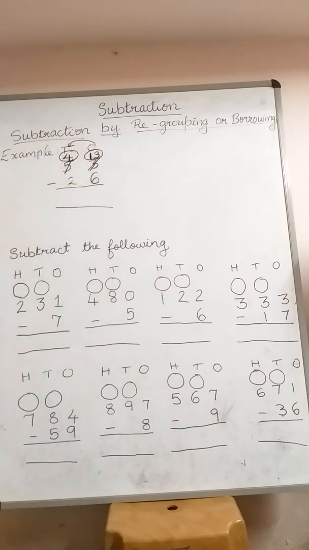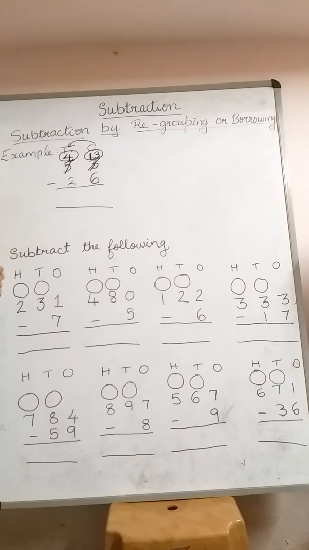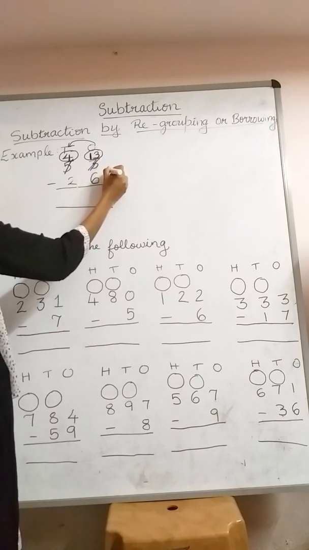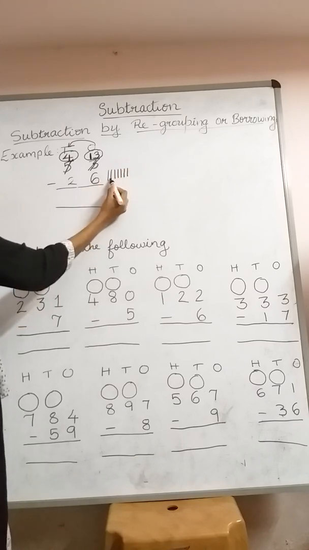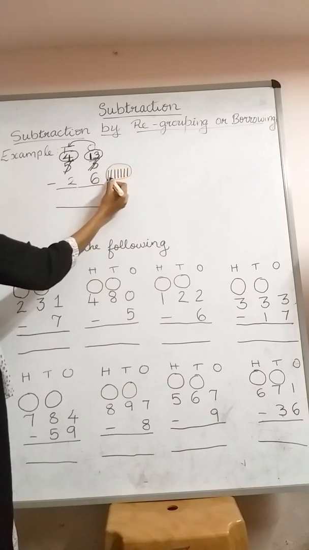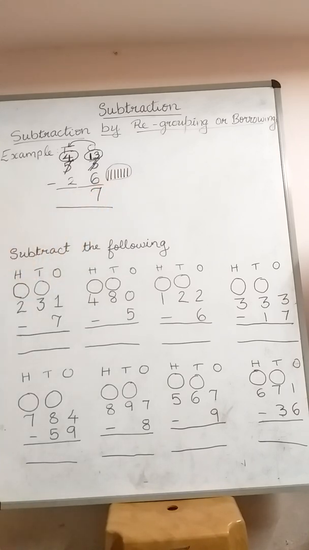So now can we subtract the ones place? The number is 13 above and you can see below number 6. It's possible for subtraction. So let's count 6 afterwards till 13. 6 afterwards 7, 8, 9, 10, 11, 12, 13. So how many lines are drawn here? 1, 2, 3, 4, 5, 6, 7. Answer is 7 in the ones place.